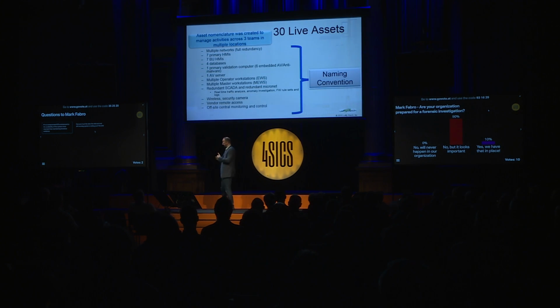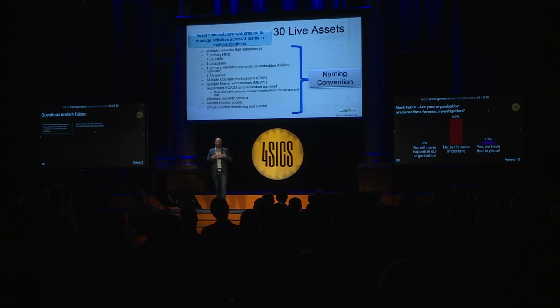When we had actually run this first level of analysis, we came up with 30 live assets that needed to be done. 30 live production assets that needed to be done concurrently across a verified schedule. 7 HMIs, 7 backup HMIs moved through multiple databases. The primary validation computer, which in itself had 6 antivirus mechanisms in it, that had to be included in the realm of possibility of the machine that actually introduced infection into the system as well.